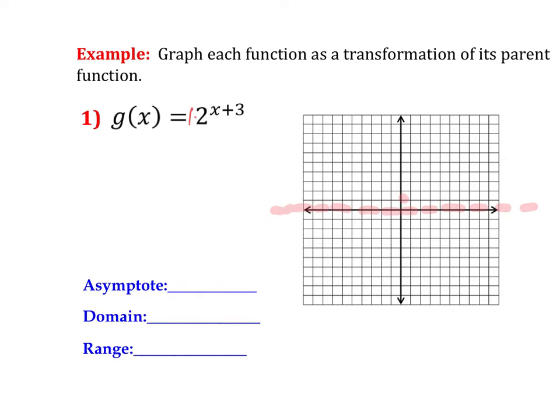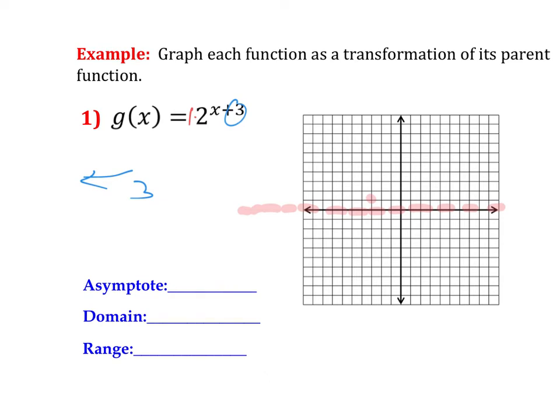All right, so let's see what we have here. I'm seeing this plus 3, so I'm going to the left 3 units. So I'm going to take this graph and go left 3. So 1, 2, 3.